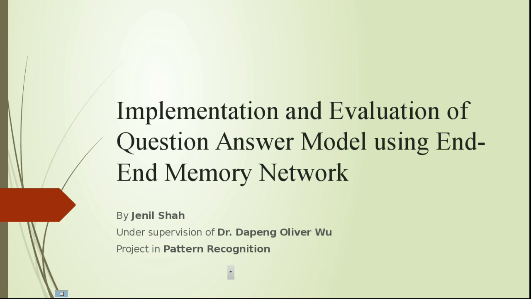The dataset has two kinds of labels. There's an answer label and there's a supporting fact label. This will come into picture when we'll see the memory networks. Okay, so let's see the memory networks.